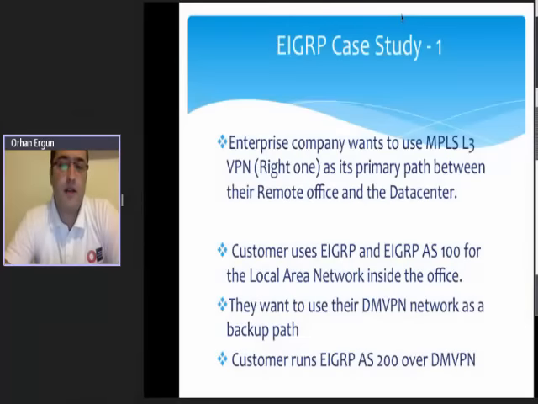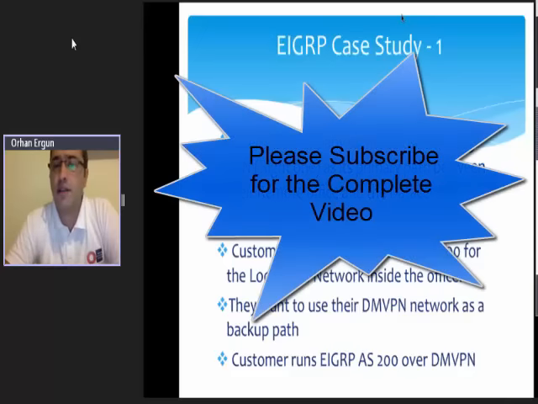Let's start EIGRP Case Study 1. An enterprise company wants to use MPLS Layer 3 VPN. I will show the topology on the right. It is the primary path between their remote offices and the data center. This company uses EIGRP AS100 specifically for the local area network inside the office.